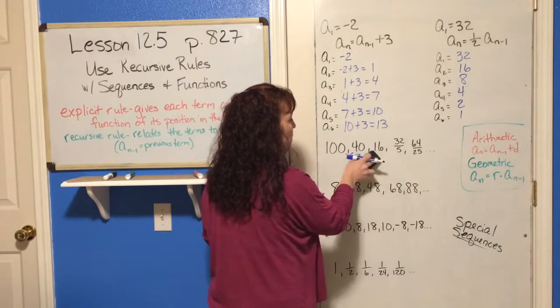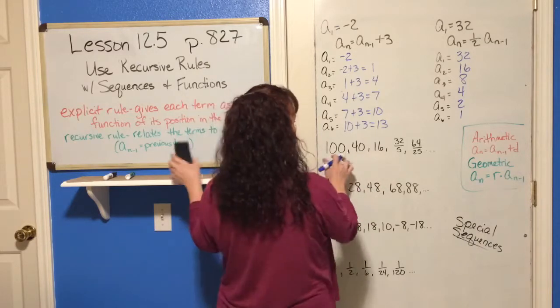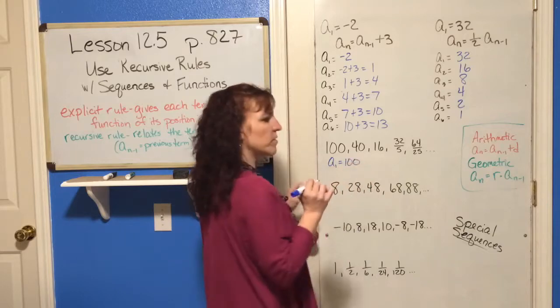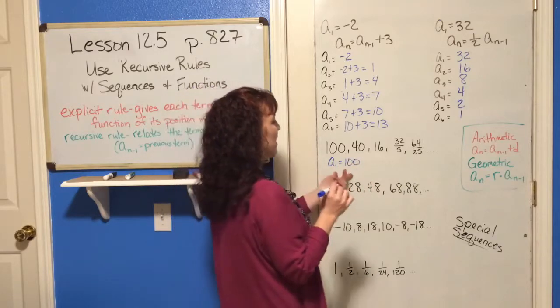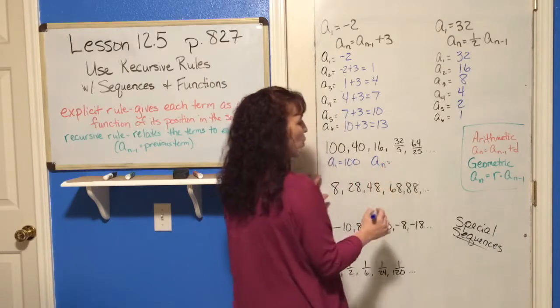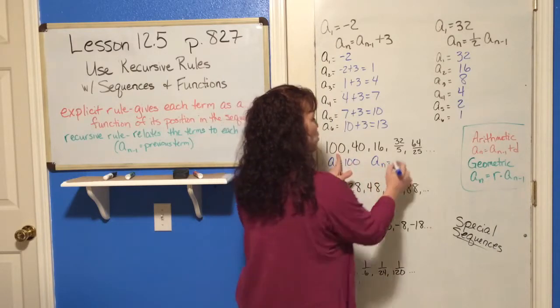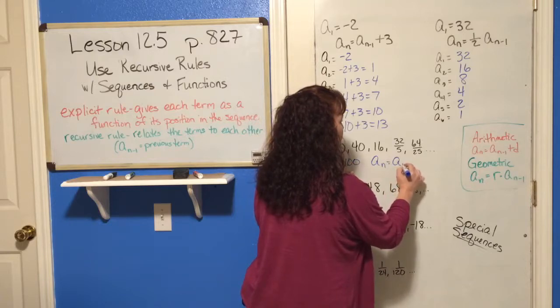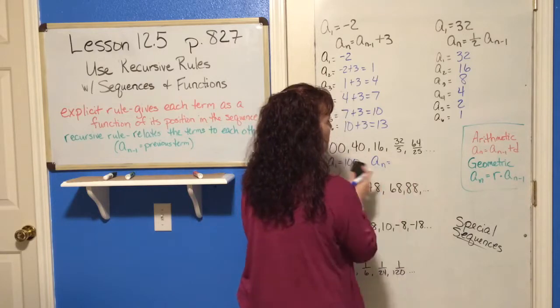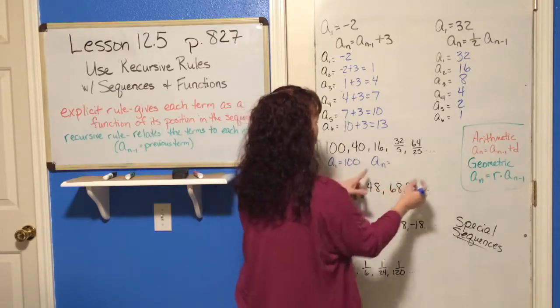Okay, so the first term is 100. And now from here, every subsequent term, we're going to take the previous term, so a sub n minus 1, and we're going to multiply it, and so I'm going to move it so that it actually looks like that and has the rate in front of it.